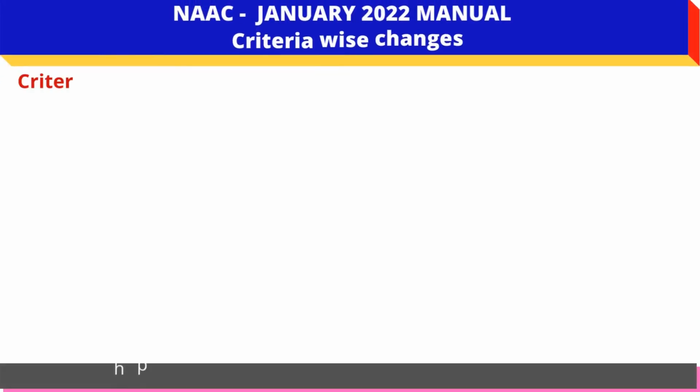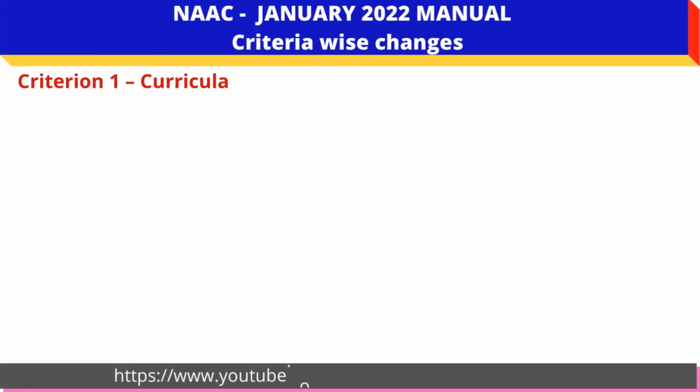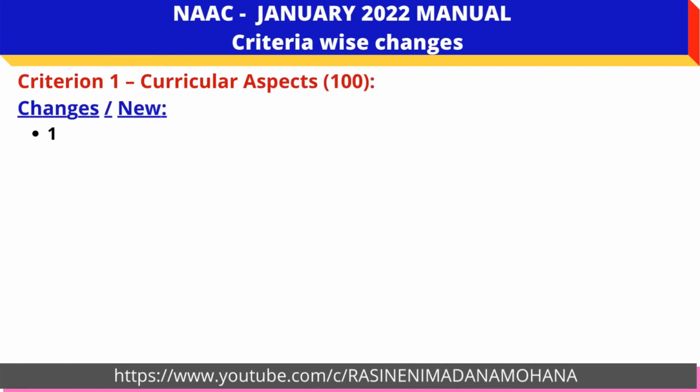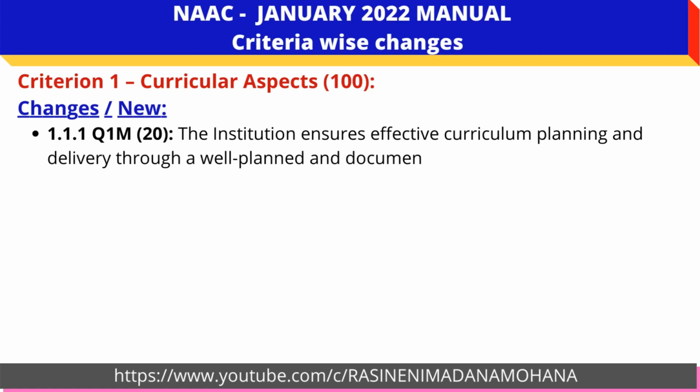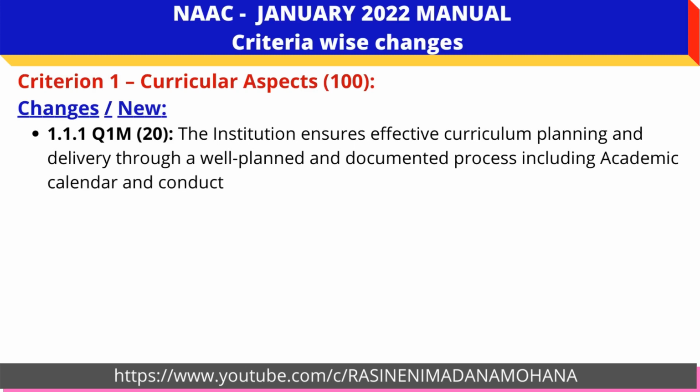Criteria wise, let us see. So, coming to criteria one, so changes are new. The first one, 1.1.1, which is a qualitative metric. So weightage is 20. So this is the new weightage. The institution ensures effective curriculum planning and delivery through a well-planned and documented process. This is earlier actually old. Now for this, including academic calendar and conduct of continuous internal assessment.